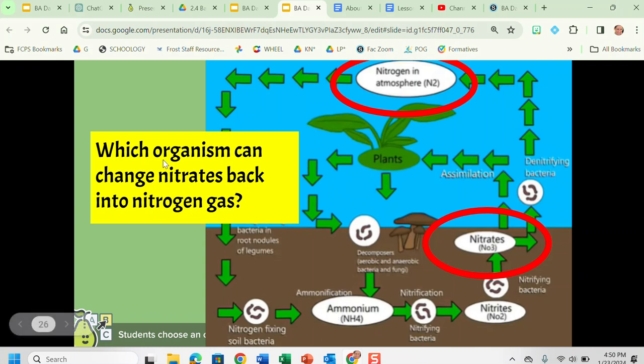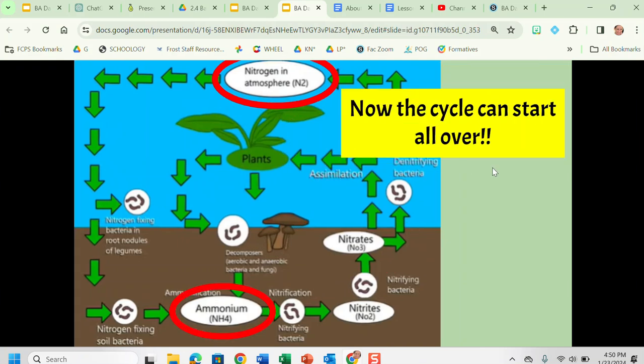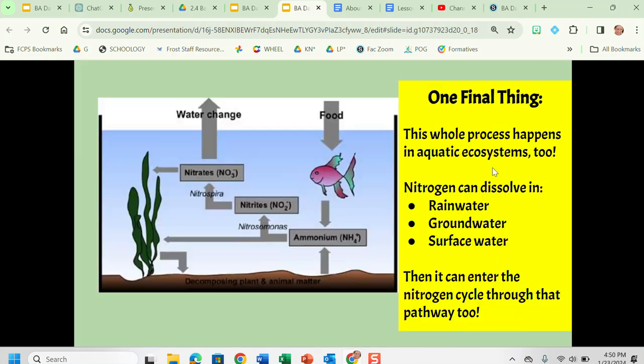So it's a cycle. We know that these nitrates have to go back. Somehow we have to get our nitrogen back into nitrogen gas. Who's going to do it? Of course, it's the bacteria. We have denitrifying bacteria, and they are going to take the nitrogen from the nitrates, break it out and let it get back together so that we have two nitrogens together. Denitrifying bacteria. All right, the cycle can start over again.